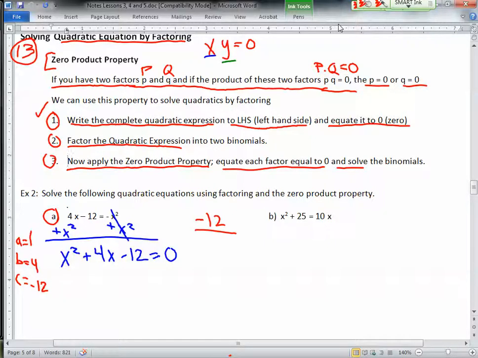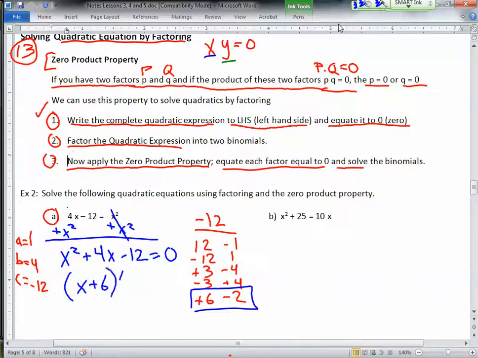So let's see what we can do. Is it a positive 12 times a negative 1? No, that adds to 11. Is it a negative 12 times a positive 1? No, that's negative 11. How about a positive 3 times a negative 4? Nope. Negative 3 times a positive 4? Nope. How about a positive 6 times a negative 2? Boom! Those two numbers add to give me a positive 4, and multiply to give me a negative 12. So those are my two numbers, and now I just plug them in. It's going to be x plus 6 times x minus 2 equals 0.